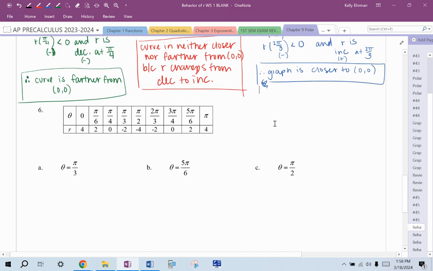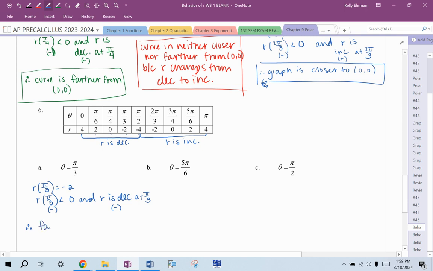These are nice numbers. It's much easier to see whether we're increasing or decreasing. So going from 4, 2 to 0, definitely a decrease. We continue decreasing into the negatives. So up to pi over 2, r is decreasing again. And then after pi over 2, you start increasing again. All right, so r of pi over 3 is equal to negative 2. That is definitely less than 0. And r is decreasing at pi over 3. So a negative and a negative, they're acting together. So we're getting farther.